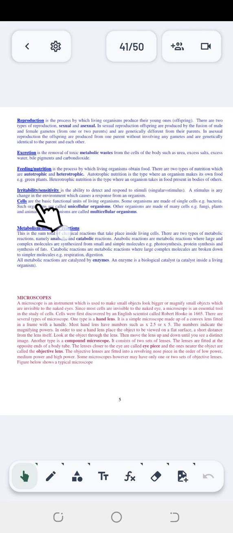So now, cells are the basic functional unit of living organisms. Some organisms are made up of single cells, e.g. bacteria. Such organisms are called unicellular organisms. Other organisms are made up of many cells, e.g. fungi, plants, and animals. Such organisms are called multicellular organisms. When we look at us, as humans, we are made up of multiple cells, hence we are referred to as multicellular organisms.